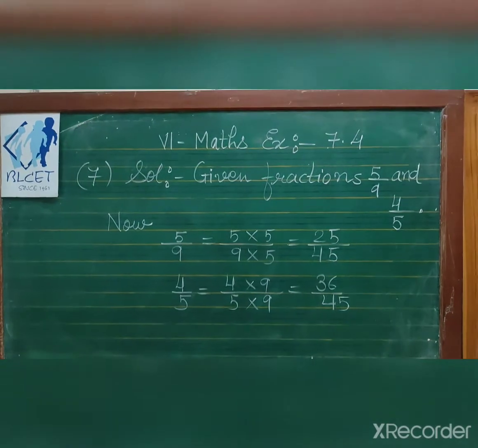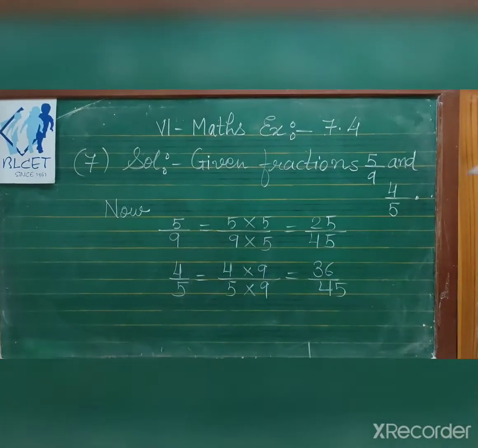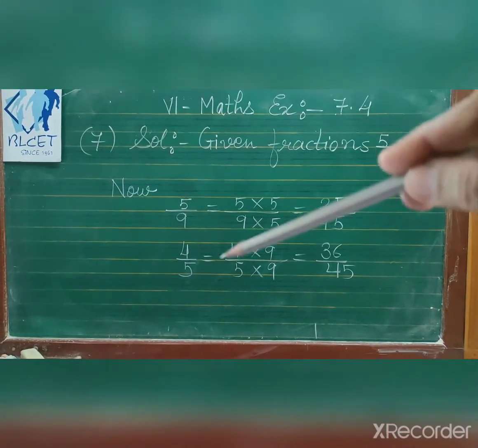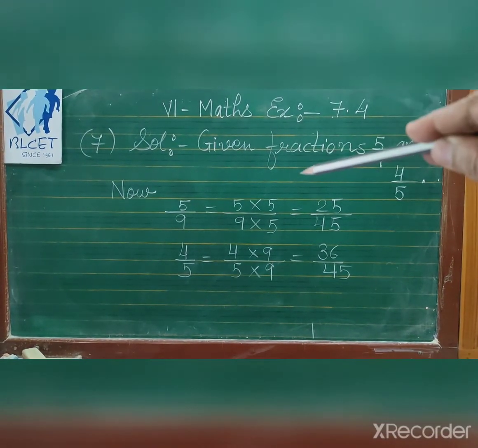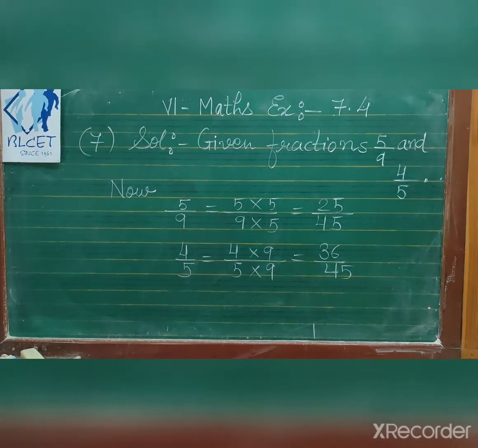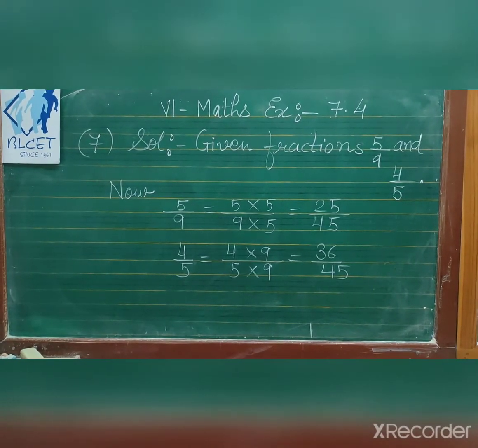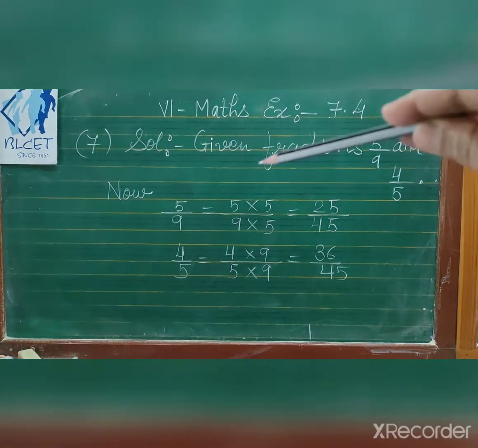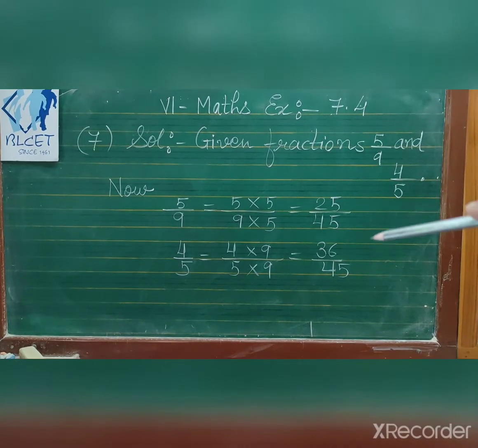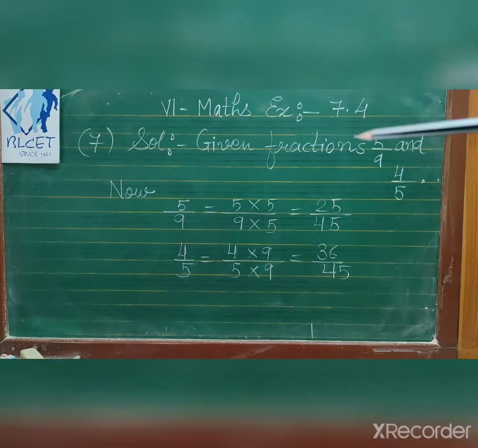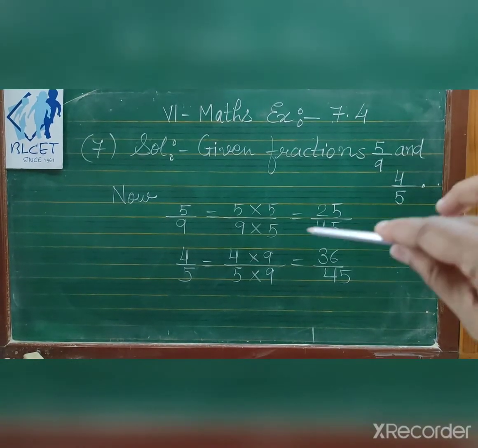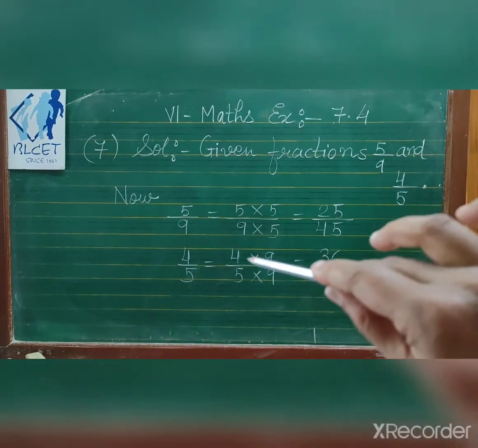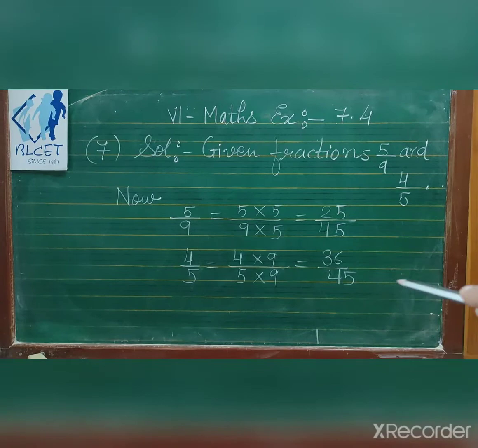Now you can see the given fractions 5 upon 9 and 4 upon 5. For 5 upon 9, the other denominator is 5, so multiply in the numerator and denominator for changing into equivalent fractions, or you can say like fractions. So 5 5s are 25, 9 5s are 45. Now 4 upon 5: the first fraction's denominator is 9, so multiply in the numerator and denominator, 4 9s are 36, 5 9s are 45.